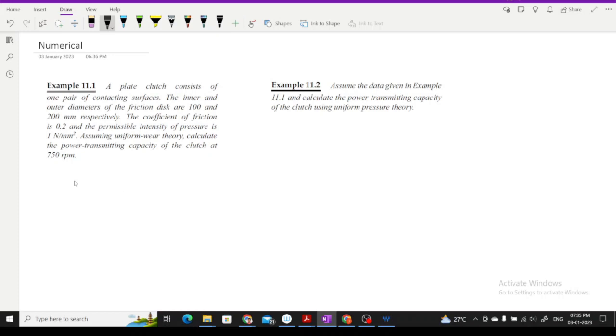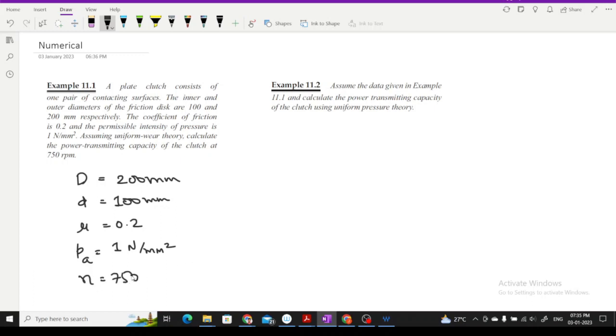First, you can note down the given data, right? Capital D is given as 200 mm. Small d is given as 100 mm. The coefficient of friction is 0.2. Permissible intensity of pressure means that whatever we are considering as maximum pressure Pa is 1 N per mm square, and this N is 750 rpm. So now can you try this? Or first you need to consider uniform wear theory.